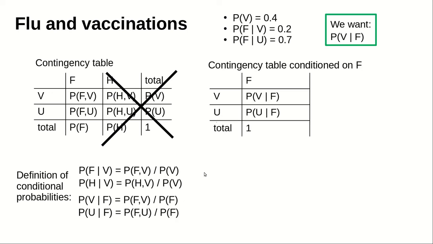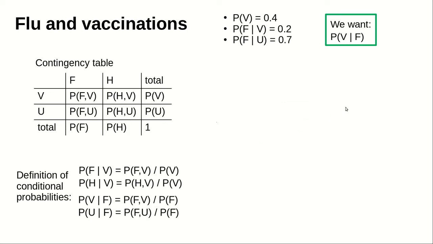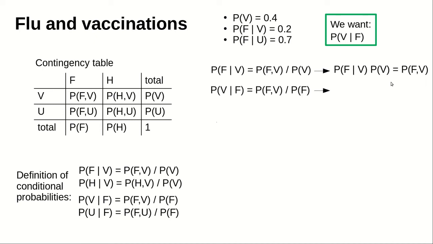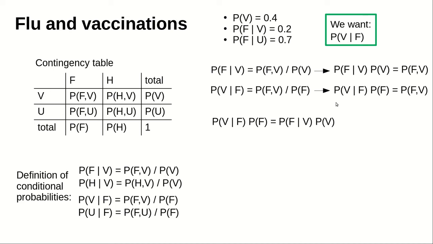With these definitions of conditional probabilities, we're ready to connect P(F|V) with P(V|F). Let's start with the definition of P(F|V), which is P(F,V) divided by P(V). If we multiply both sides of that equation by P(V), it becomes P(F|V) times P(V) equals P(F,V). Similarly, we can take the definition of P(V|F) and multiply through by P(F). We see that P(V|F) times P(F) is also equal to P(F,V). We have two expressions equal to the same thing, so we set them equal to each other. The result is called Bayes' theorem.